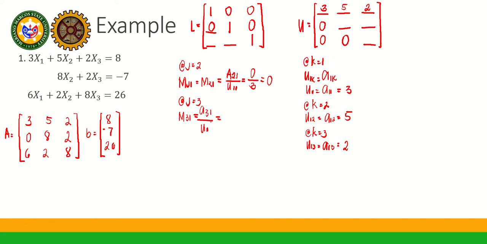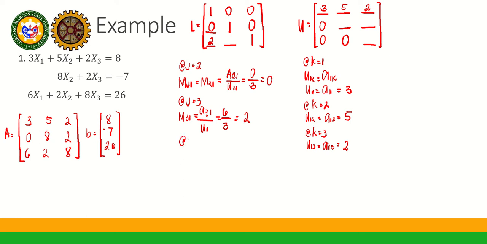So, this is equal to, what is the element in the third row, first column of our augmented matrix? That is equal to 6. Okay? 6. And then, U11 natin is equal to 3. So, our M21 is equal to 2. So, we can now plug it dito sa ating L matrix. So, na-solve na natin si M21 and M31. Natitira na lang na isosolve dito is si M32.